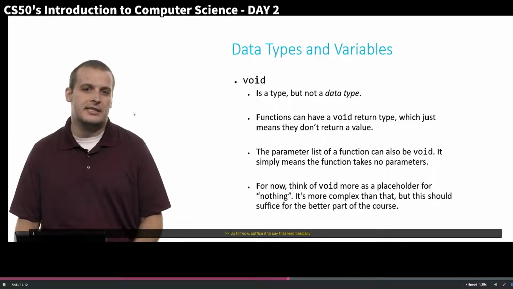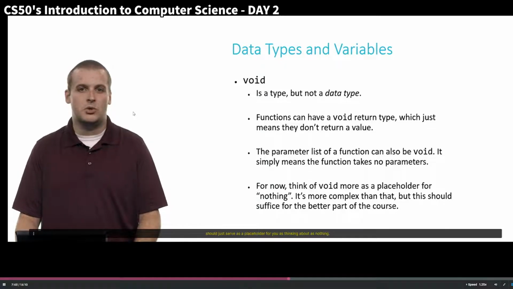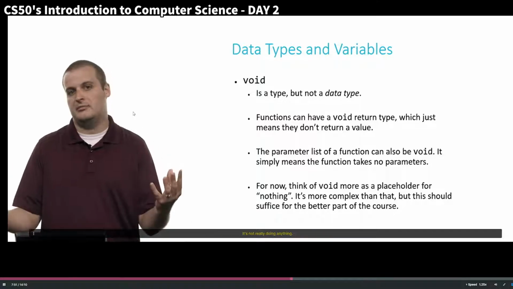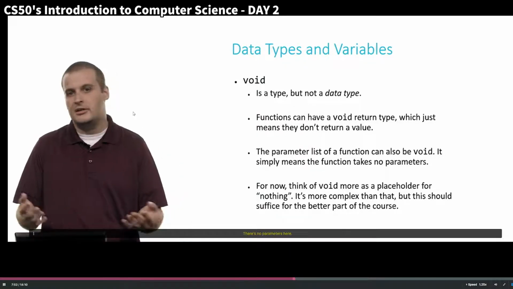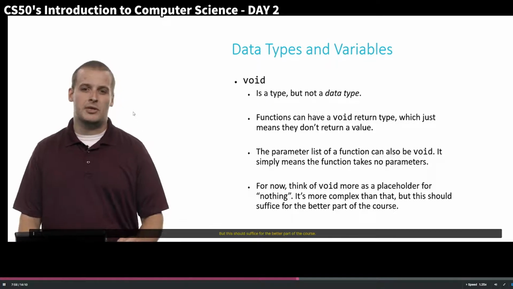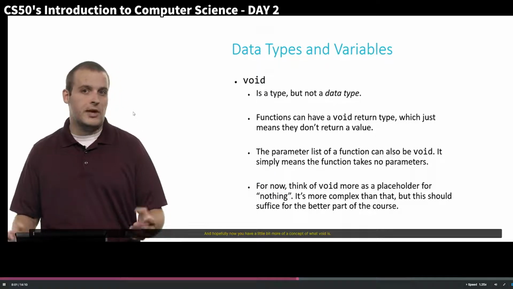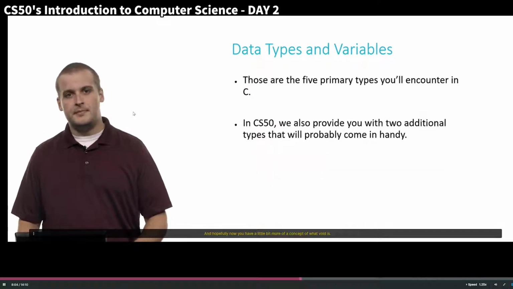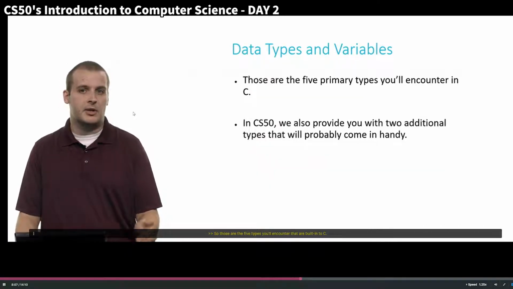So for now, suffice it to say that void basically should just serve as a placeholder for you, thinking about it as nothing. It's not really doing anything. There's no return value here. There's no parameters here. It's void. It's a little more complex than that, but this should suffice for the better part of the course. And hopefully now you have a little bit more of a concept of what void is. All right, so those are the 5 types that you'll encounter that are built into C.